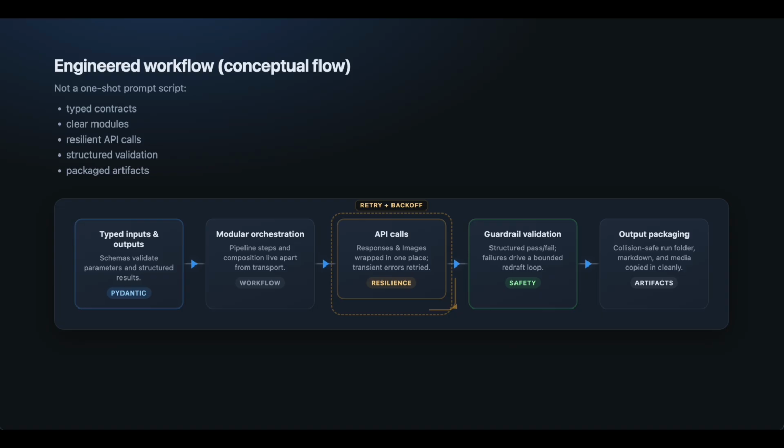What I want you to notice here is that this is not just a one-shot prompt script. It's organized around production-minded patterns with typed inputs and outputs with Pydantic, modular components for orchestration and API calls, retries for transient failures, guardrail-based validation, and output packaging. The goal is to move from "I can call a model," which we did in the prior video, to "I can run a repeatable, reliable workflow."